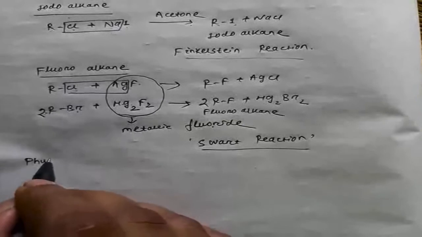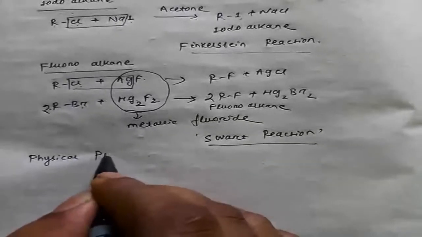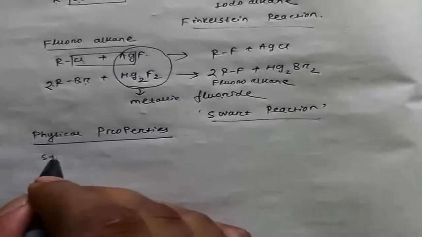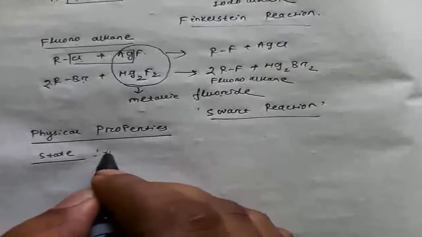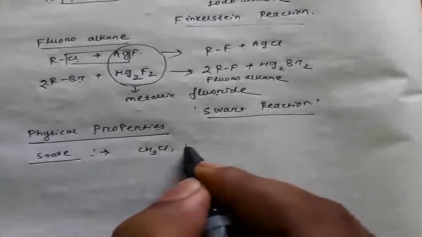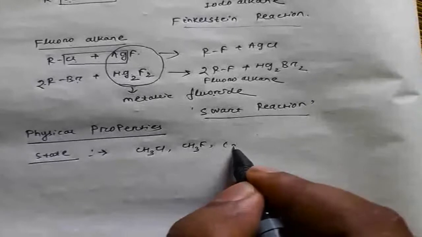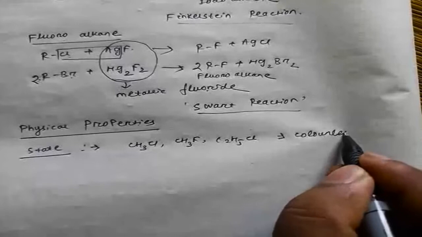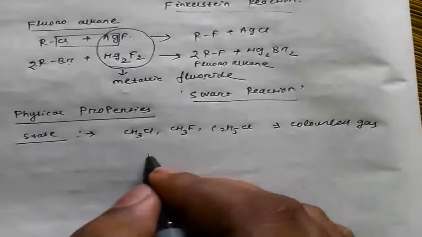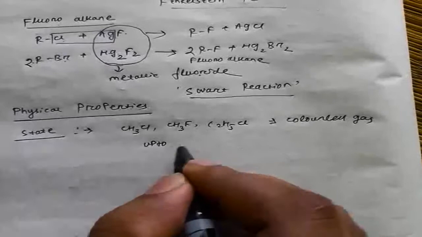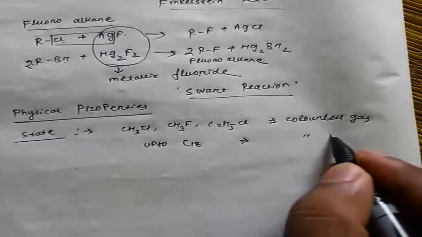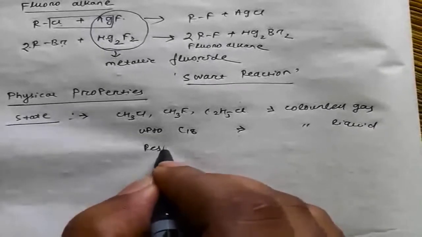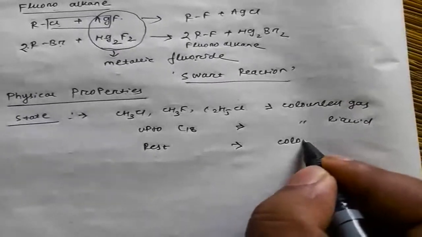Then physical properties of alkyl halide. First, state. Lower members of alkyl halide like CH3Cl, CH3F, CH3Br, C2H5Cl are colorless gases at room temperature. Then alkyl halides up to C18 are colorless liquids. Then the rest of the members of alkyl halide are colorless solids.